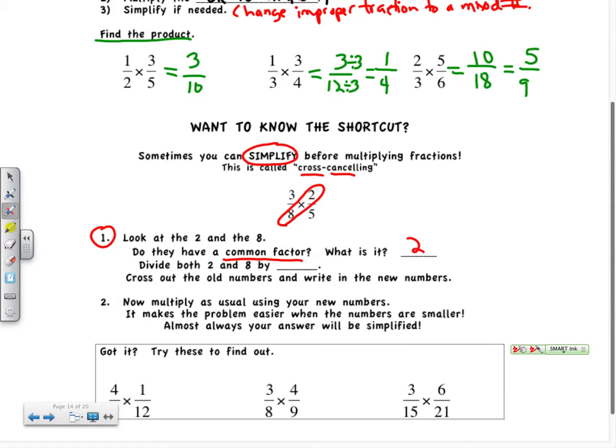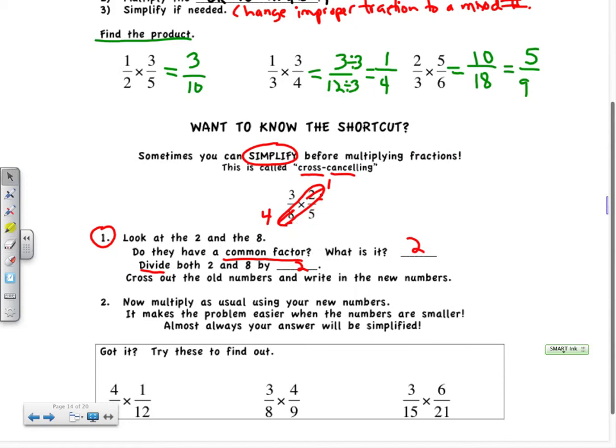So what we're going to do is divide both the 2 and the 8 by that 2. So 2 divided by 2 is 1. I'm going to cross out that old number 2 and put a 1 there. 8 divided by 2 is 4. So I'm going to cross out that old number 8 and put a 4 there. So I simplified 2/8 going across to 1/4, okay? I showed you the division by 2, but you don't have to write that in there because that'll confuse you with too many numbers. So let's take that out. I just wanted to show you how I got those numbers.